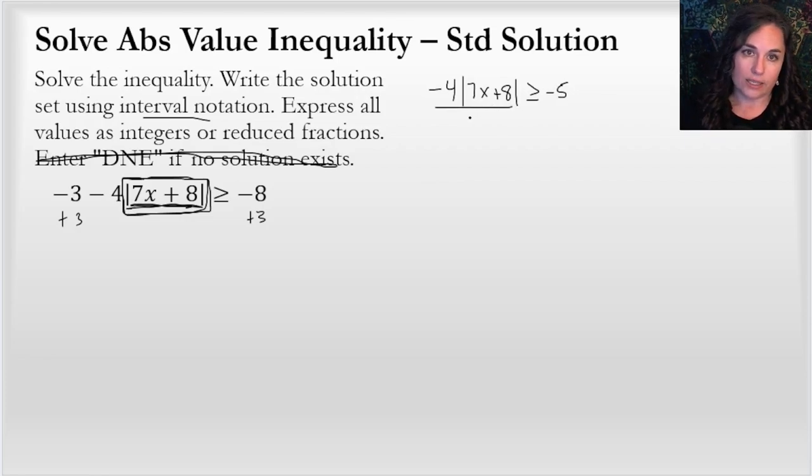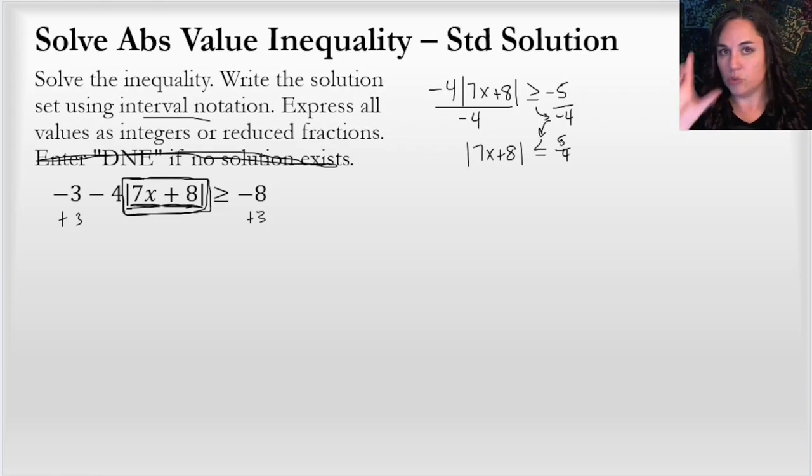In order to get -4 out of the way, I'm going to divide by -4. I'm going to notice because I'm dividing by a negative, when I divide by a negative with inequalities, I need to switch the direction of that inequality. So I'm going to get absolute value of 7x plus 8 is less than or equal to 5/4. Because of that negative sign, I'm switching the direction of that inequality. So this is the form that I was going for. I have the absolute value by itself on one side and then everything else on the other, which just happens to be a number in this situation.